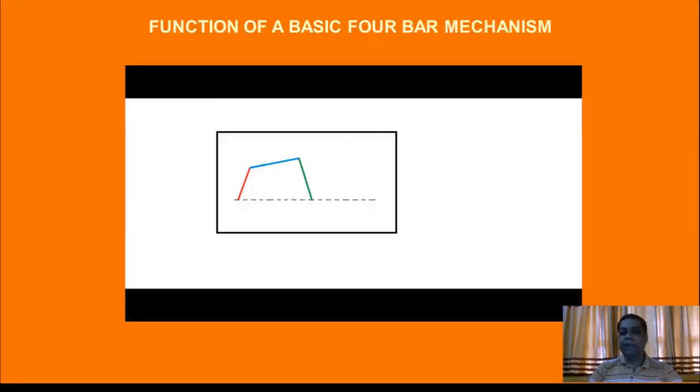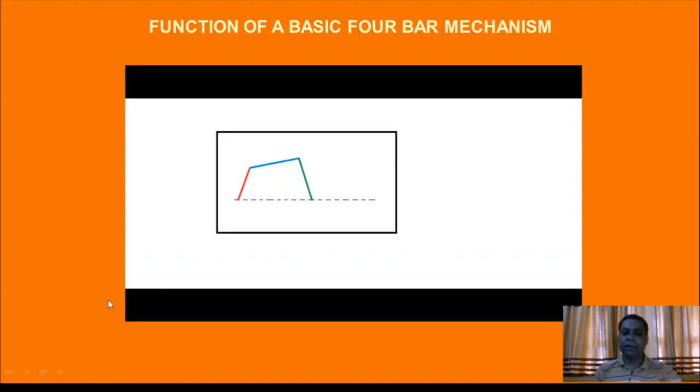Now I can show you an animation to elaborate the function of a basic 4-bar mechanism. The horizontal gray dotted line indicates link 1, the fixed link. The red one is a crank, the blue one is a connecting rod, and the green one is some other link, which we may consider as a third link, sometimes with a particular name like rocker arm.